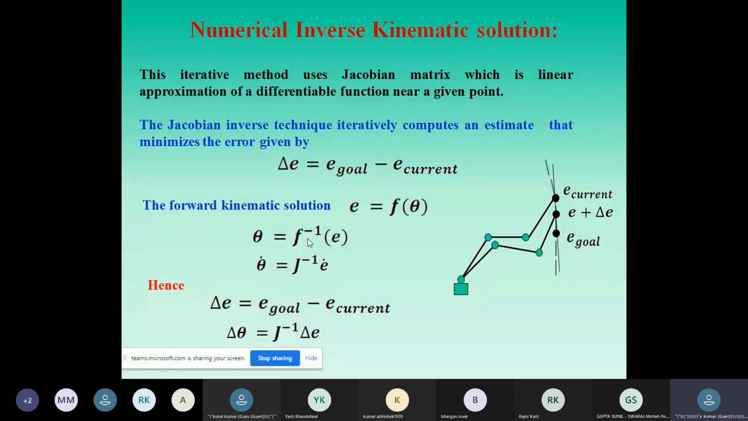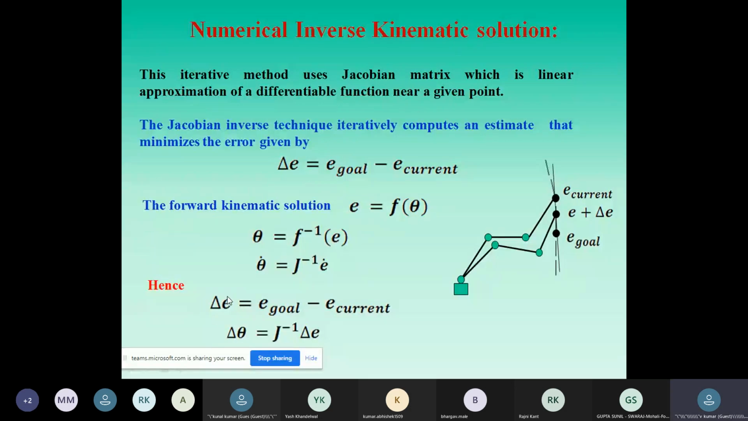Then theta will be F inverse E, you know the Jacobian matrix. If we differentiate it, then theta dot is equal to J inverse E dot. This is the Jacobian, the transformation matrix. Hence, del theta, the error, we can write as E goal minus E current.